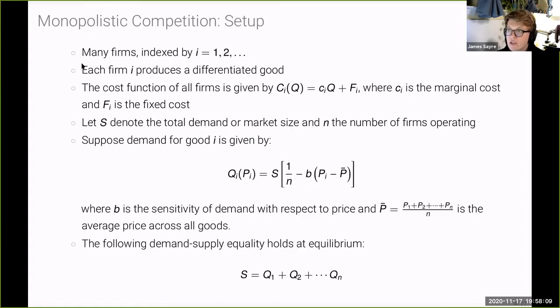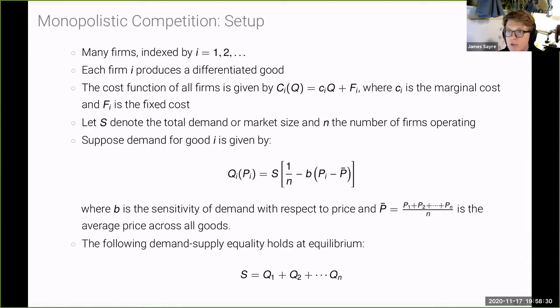Okay, so now let's jump into the setup. So potentially we're going to have many firms, and those are going to be indexed by i. And so we can think of firm 1, where i equals 1, firm i equals 2, and so on and so forth.